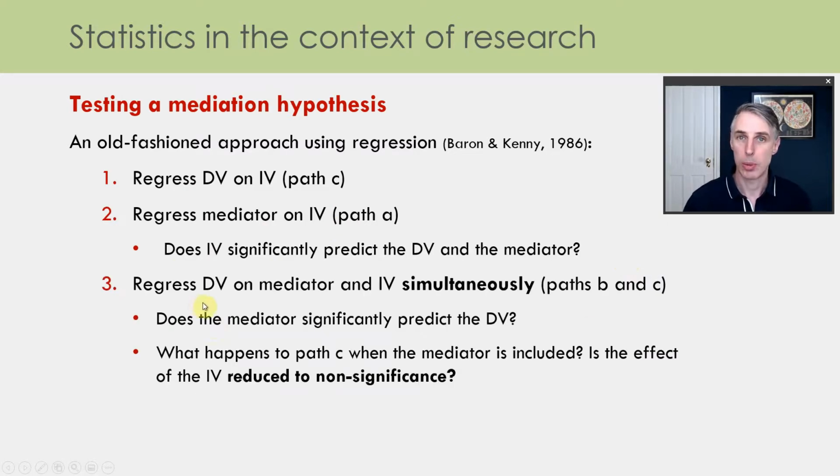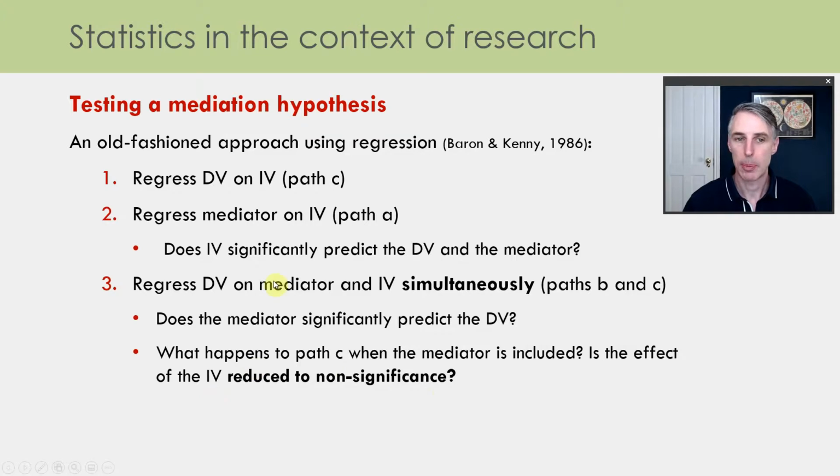The third step then is a multiple regression analysis, in which the outcome variable is the outcome variable, and both the mediator and the independent variable are entered as predictors simultaneously. That will give you an estimate of path B and also path C while controlling for the mediator. What you're looking for here is whether in this model, firstly, the mediator significantly predicts the DV, in other words, is path B significant? And secondly, you're looking at what happens to that direct path, path C, when the mediator is included. So if it was initially significant, does it become non-significant when the mediator is entered? If it's reduced to not significantly different from 0, then that's often described as being consistent with full mediation, although that's quite a contested term.